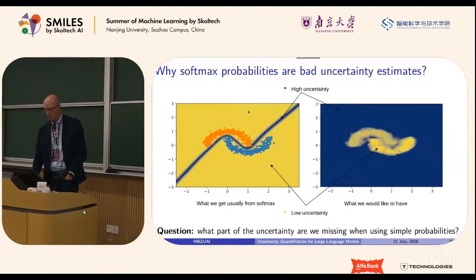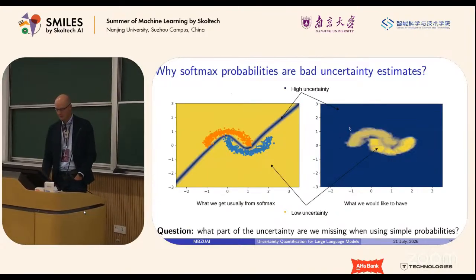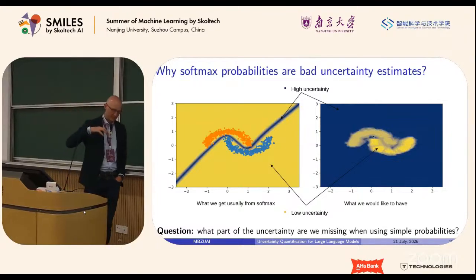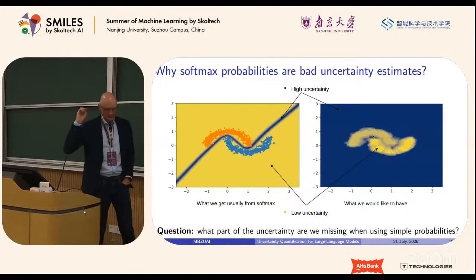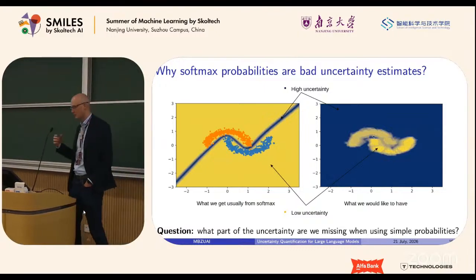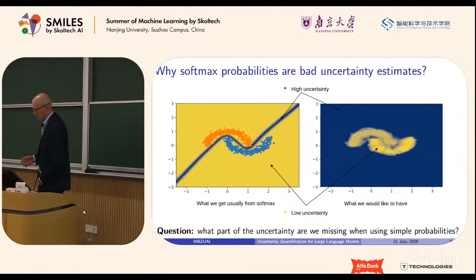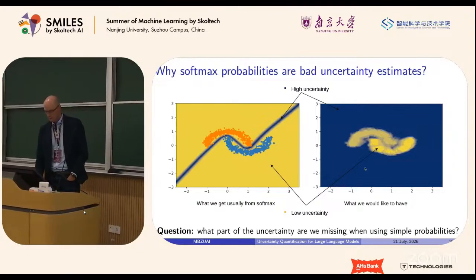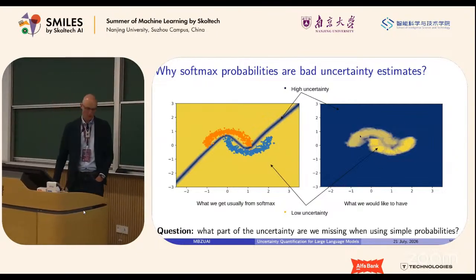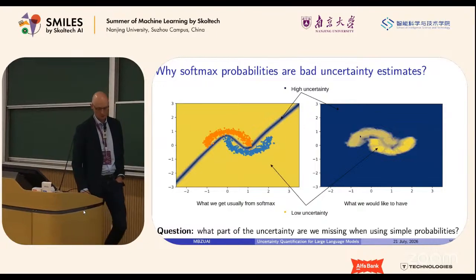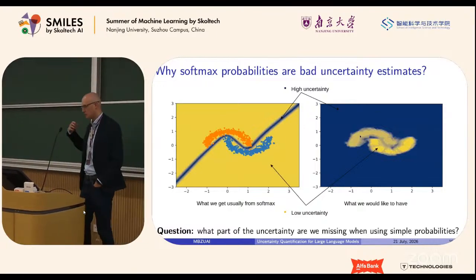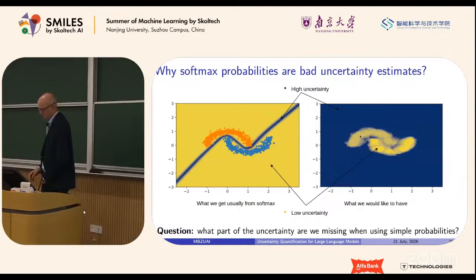So actually what we really want to have is something like this. We would like to have a very confident area where we have data, and in the areas where we don't have data, we would like to express high uncertainty. So that's probably a much better picture than with the softmax probabilities. But softmax probabilities will never give us such a picture.